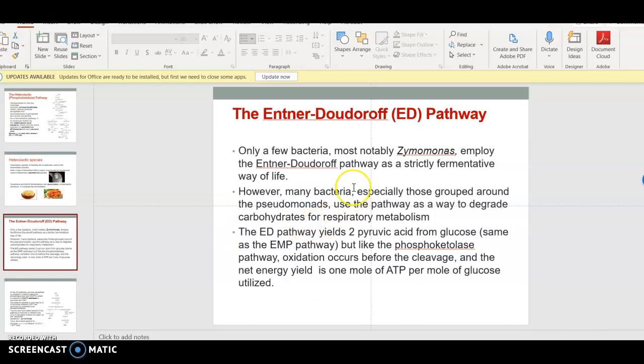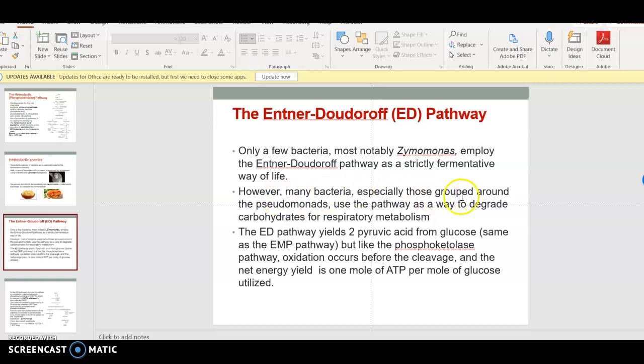Okay, next we take a look at the Entner-Doudoroff pathway that I told you before. It's just similar to the EMP pathway, just the intermediate is different. The end product is usually the same. Only a few bacteria, most notably Zymomonas, employ this ED pathway as a strictly fermentative way of life. Means that it's not going to undergo aerobic respiration at all. Although they have oxygen, they still prefer the fermentative way of producing energy. Means that they still prefer to not enter the TCA cycle and so on.